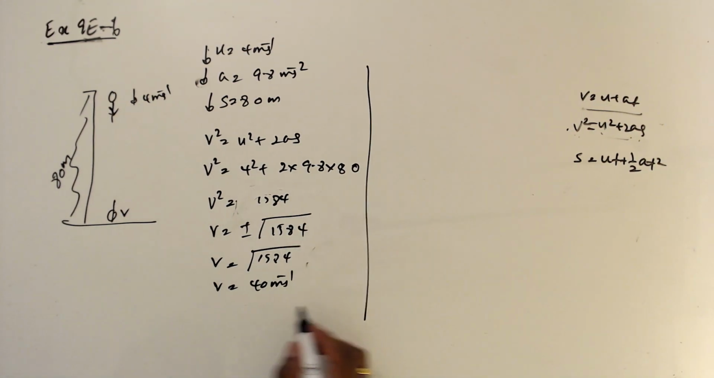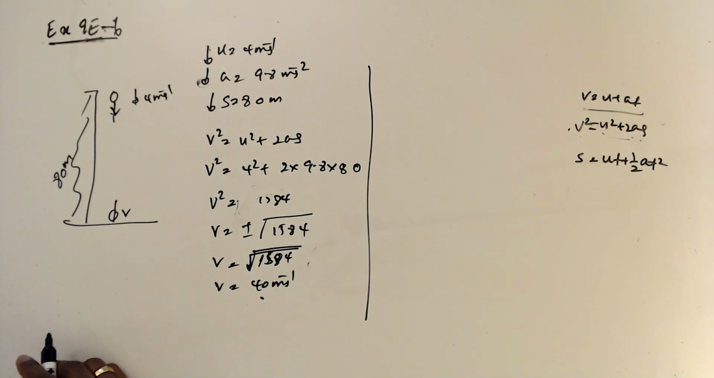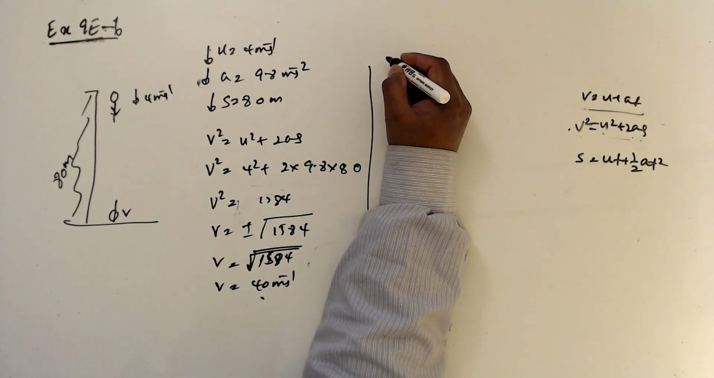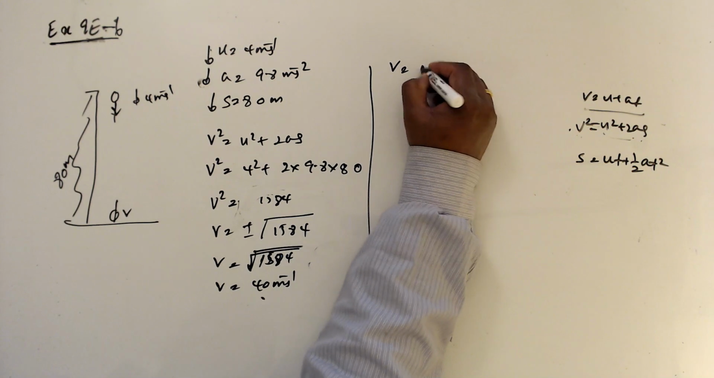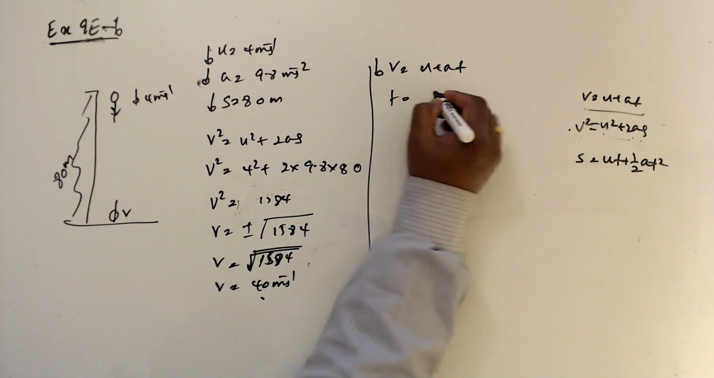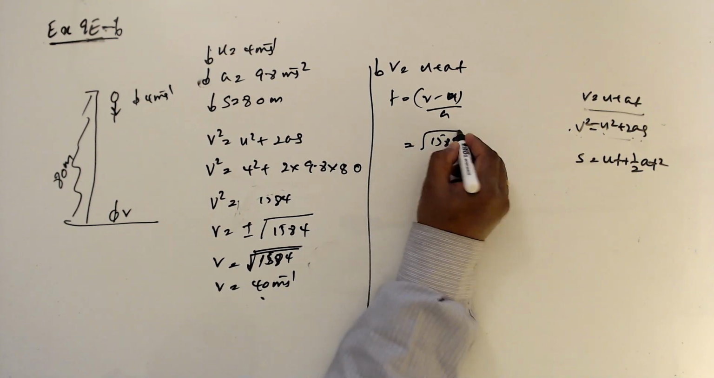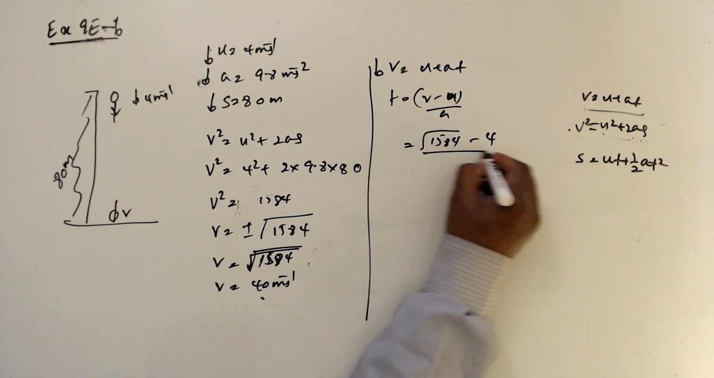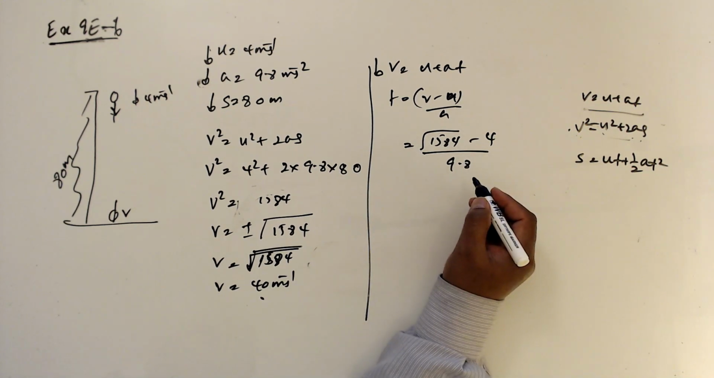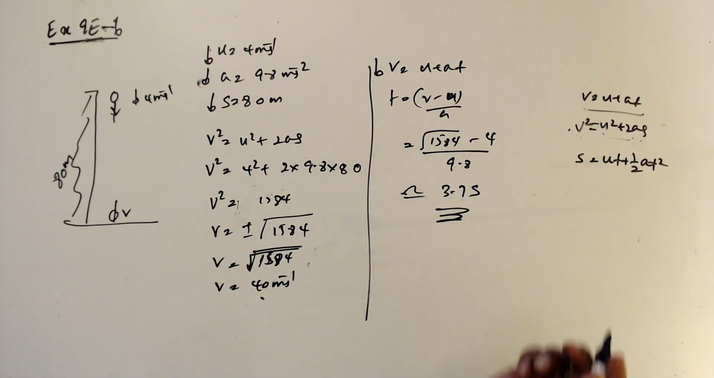And if we need this value, we will apply this value for the sum instead of 40. Find the time it takes to reach the ground. We can work with v equals u plus at, downwards. So t is v minus u divided by a. So v is the square root of 1584, minus u which is 4, divided by a which is 9.8, and the approximate answer is 3.7 seconds.